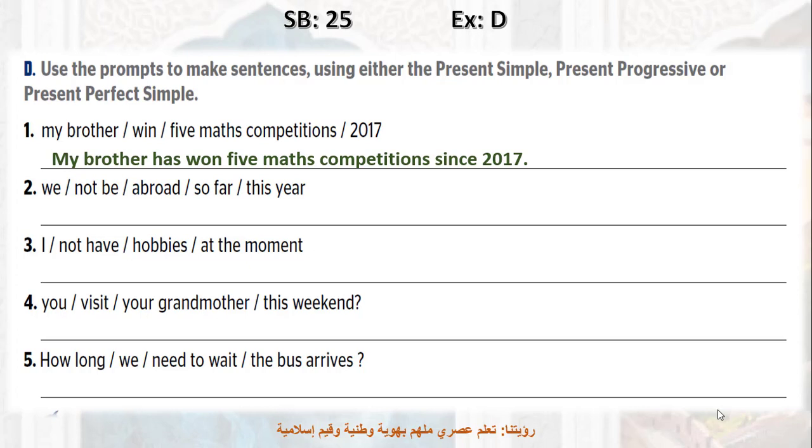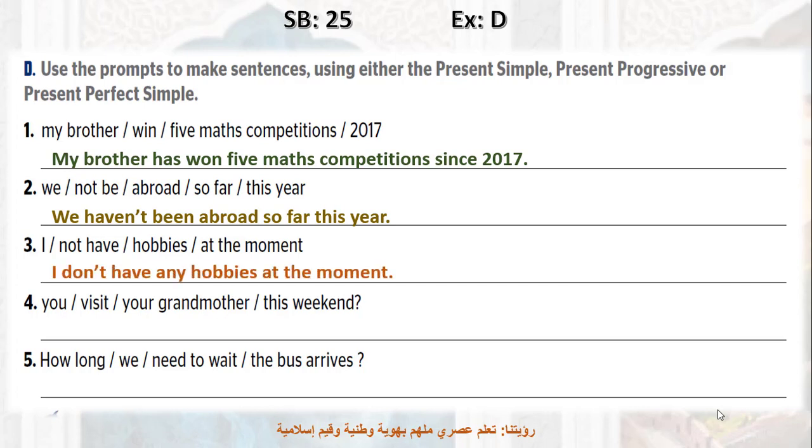Now, number 2. We not be abroad so far this year. Yes, we haven't been abroad so far this year. Also, this is present perfect simple. Number 3, I not have hobbies at the moment. Look at the moment and try to choose the correct tense. Yes, very good. I don't have any hobbies at the moment.